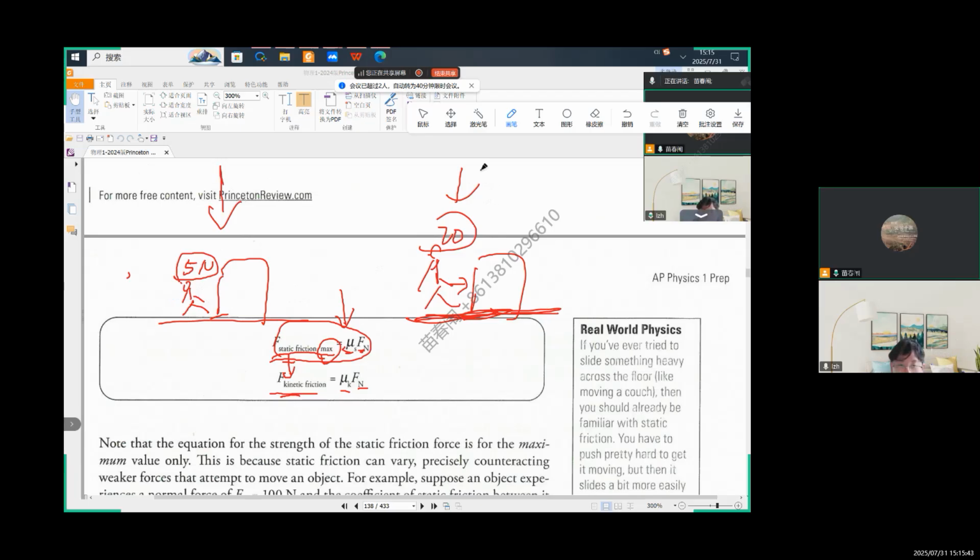Can you say it again? Okay, so I'm pushing this. I'm an adult, and I push with 20 Newton, but it's too heavy and it's not moving. So it's static friction, right? It's not moving, so Newton's first law applies. I give it a 20, so there must be a 20 back, backward. And also a baby pushed it with 5 Newton, also not moving. So this time the static friction is also 5. The static friction is what you push it with, if it is not moving.